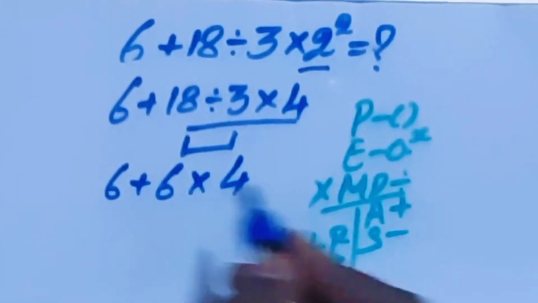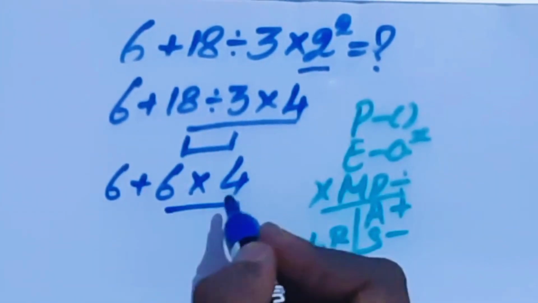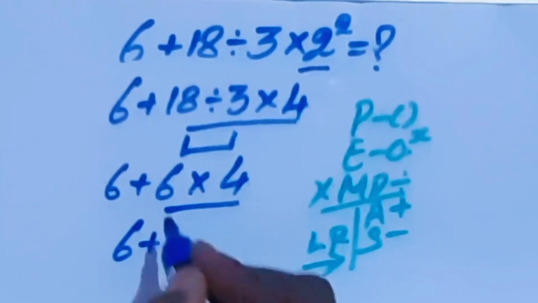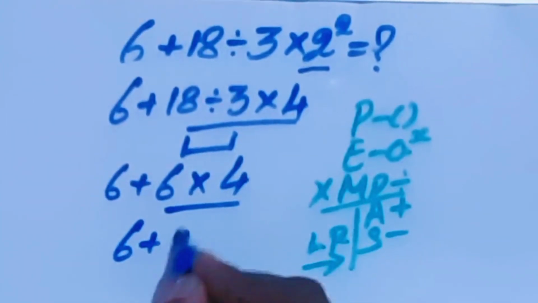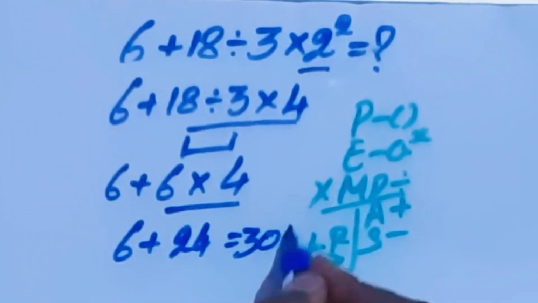Here we have addition and multiplication. Multiplication is higher priority than addition, so we have to do this multiplication before this addition. Here 6 times 4 is 24. Then 6 plus 24 is 30, which is the correct answer.